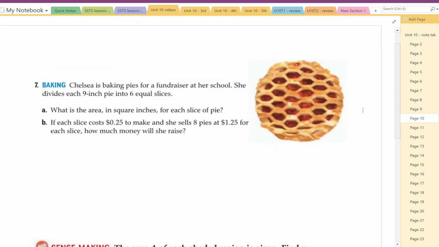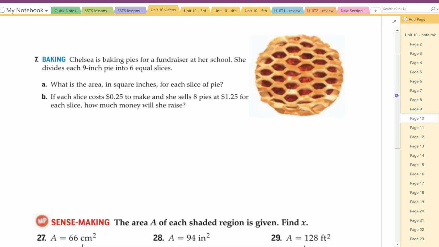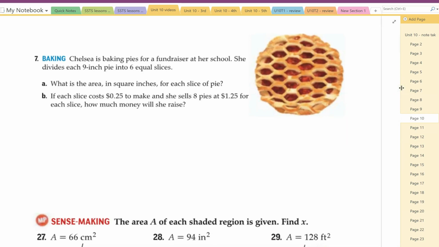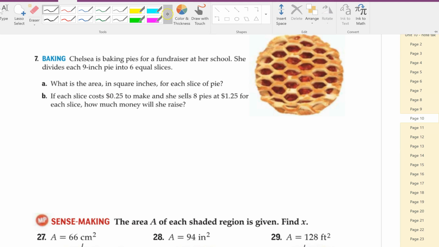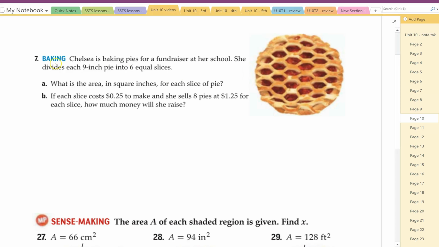Since you guys love word problems so much, I'm going to do at least one word problem here with circles. It says Chelsea's baking pies for a fundraiser at her school. She divides each 9-inch pie into 6 equal slices. So what I'm going to do first, I'm going to cut this pie into 6 equal parts.